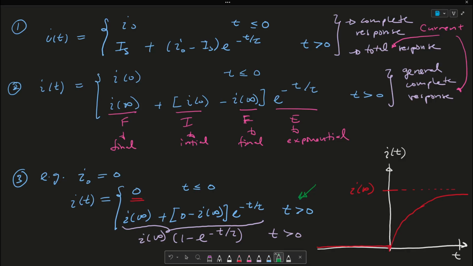And so this function in this graph becomes my complete current step response of the RL circuit when the inductor is initially uncharged. So I hope this makes sense.